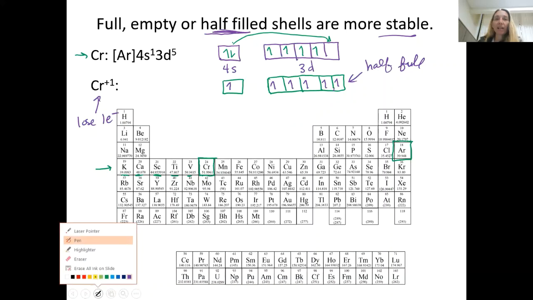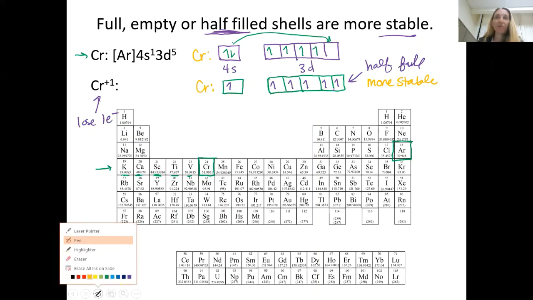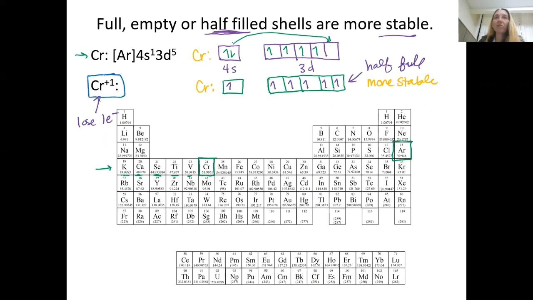Okay, so these are for chromium. This one's more stable. I think that yellow color is really hard to see. Let me find a blue. Okay, so now what happens if we lose an electron? So I wrote chromium 1+.